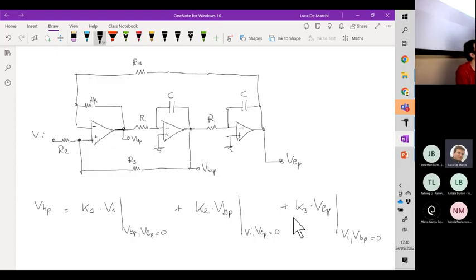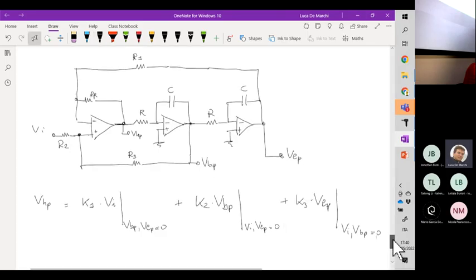Proceeding this way is much more convenient than analyzing in one shot the whole circuit. Okay, because indeed, when we are analyzing K1, we are assuming that the VBP and VLP are equal to 0. This means that in this condition, this node is grounded, and also this node is grounded.